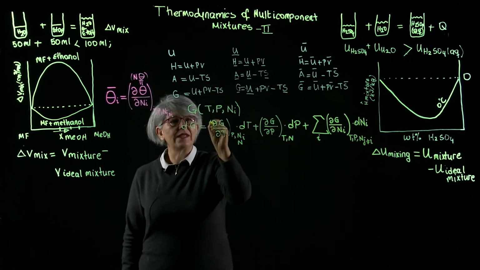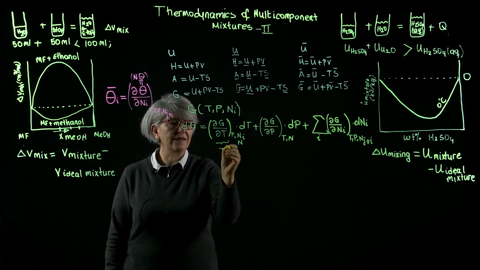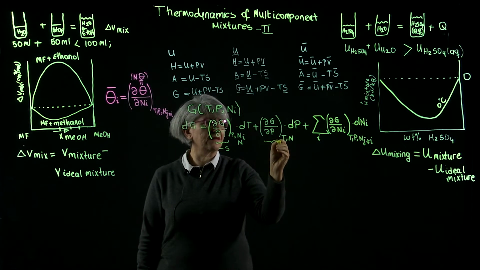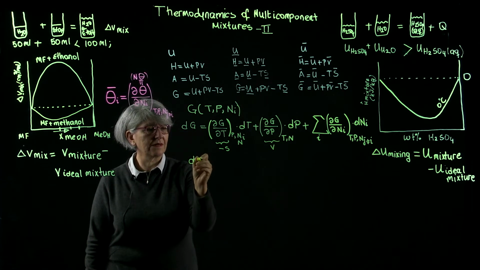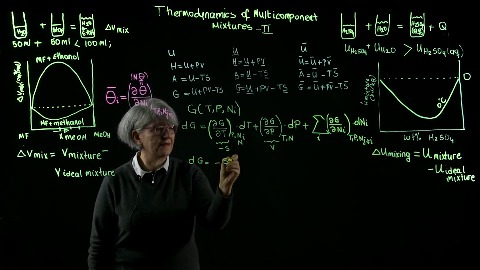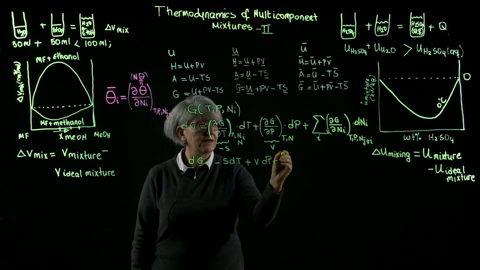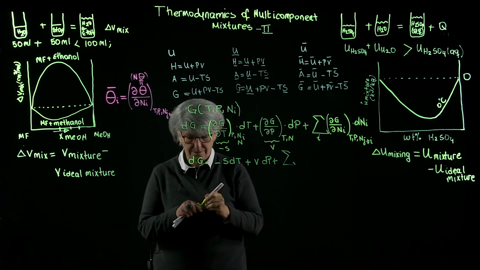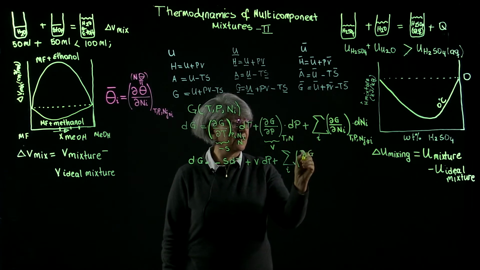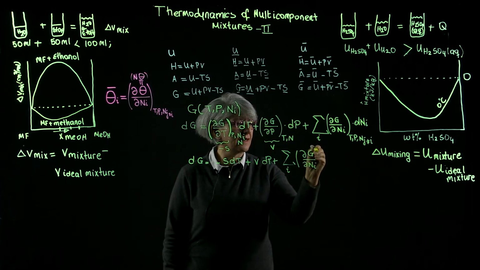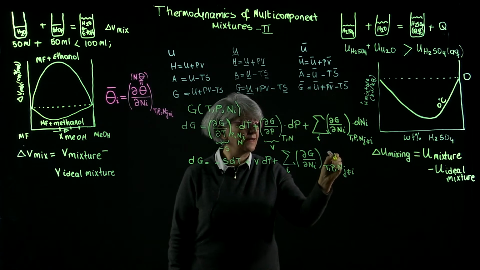So del G over del T at constant P and Ni is equal to minus S. Del G over del P at constant T and N is V. So this expression becomes minus S dT plus V dP plus sigma over all components del G over del Ni, temperature, pressure, Nj different from i, dNi.